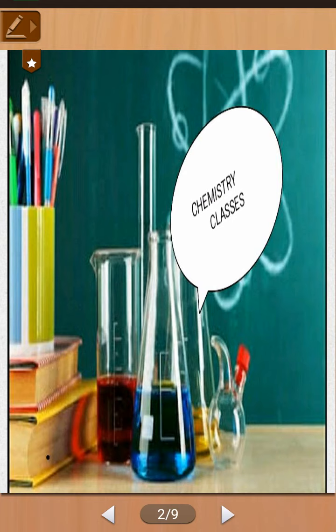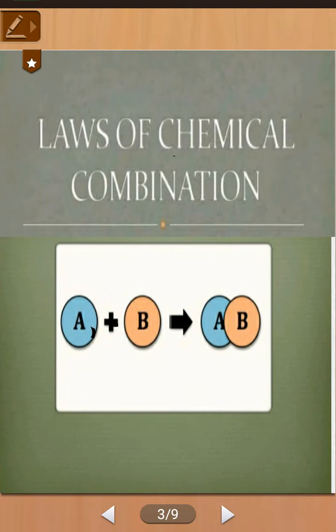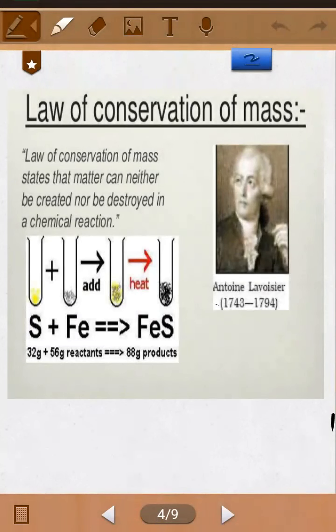Today I am going to upload our next video on types of laws of chemical combination. The first law is the law of conservation of mass. Let's move towards the topic. The law was started by the French chemist Antoine Lavoisier.